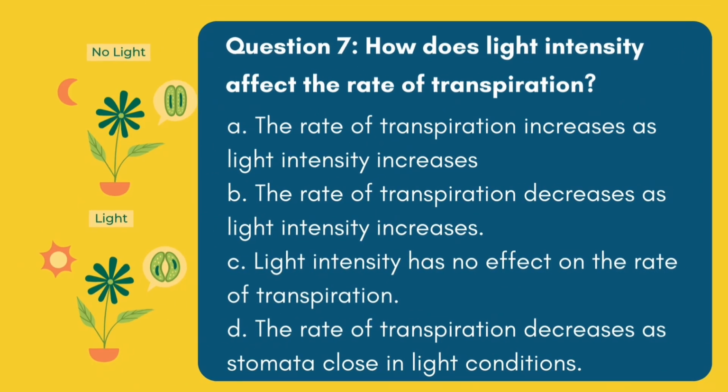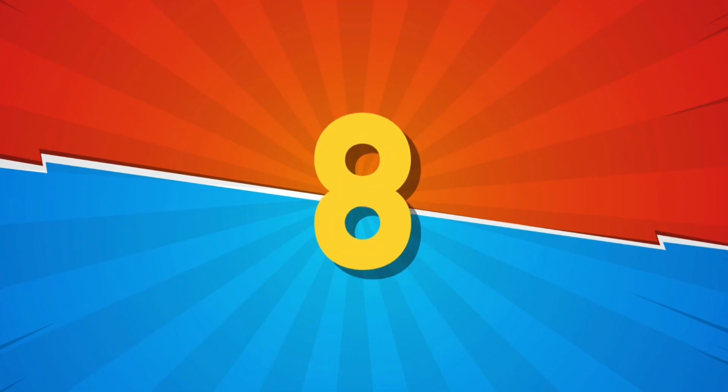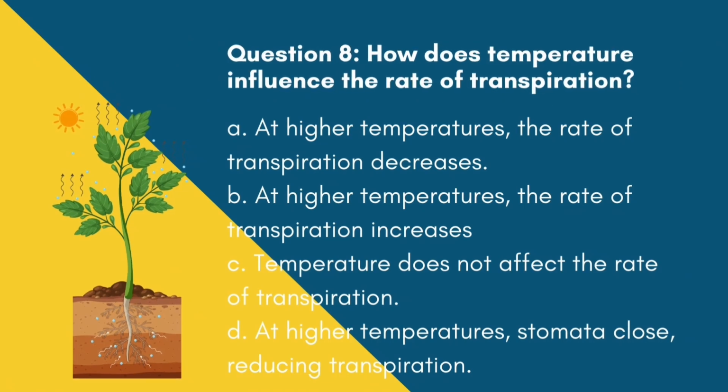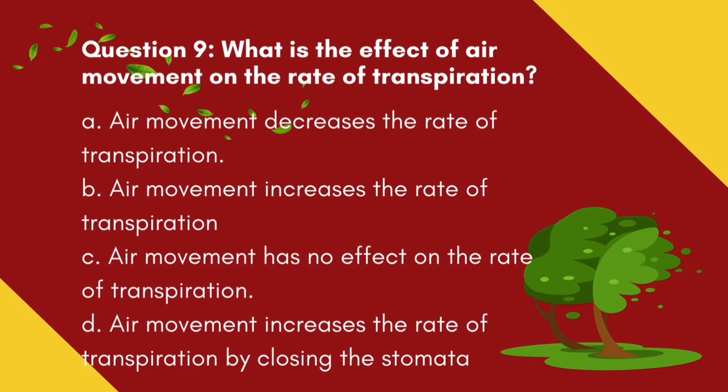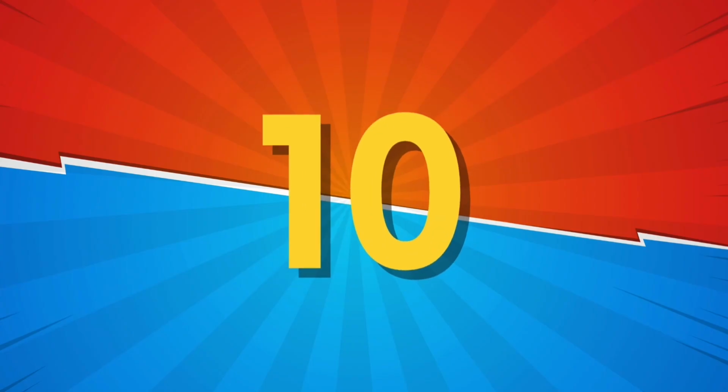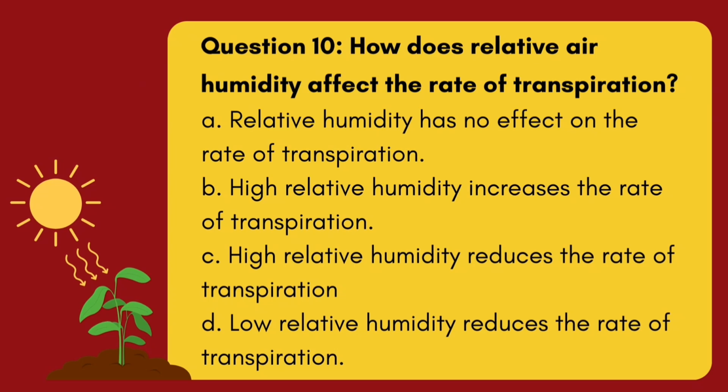Question 7. How does light intensity affect the rate of transpiration? Question 8. How does temperature influence the rate of transpiration? Question 9. What is the effect of air movement on the rate of transpiration? Question 10. How does relative air humidity affect the rate of transpiration?